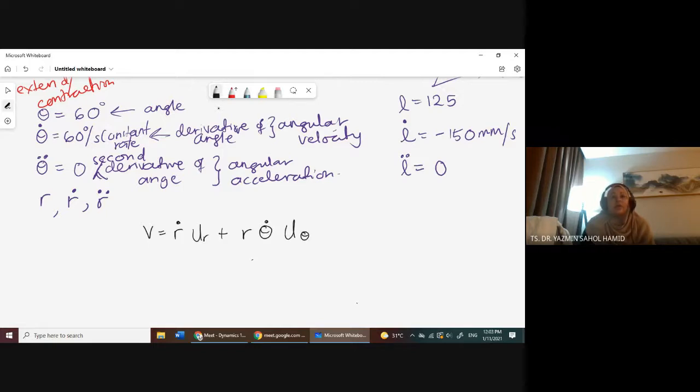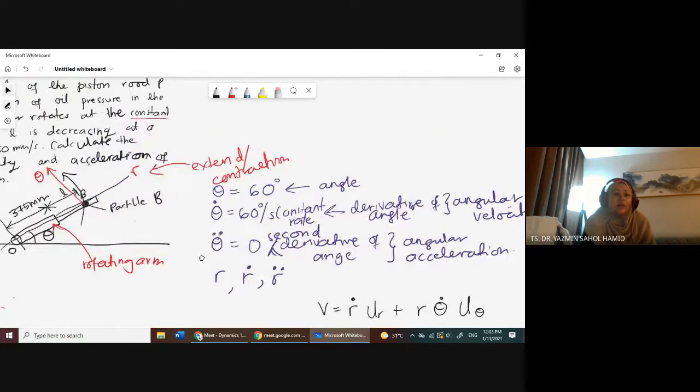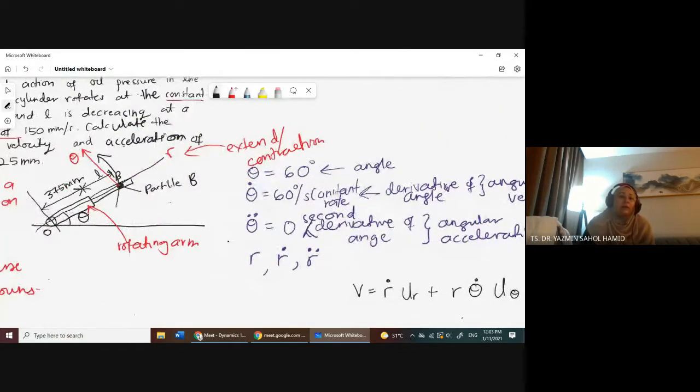So what is our R dot? We don't have it yet. What is our R? Look at the picture. What is the length of our R? This is the length of our R, from here to here. Our R is measured from point O. The way you measure R is from point O. So R is 375 plus what? L.